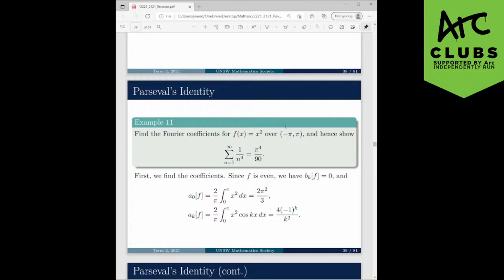We have this given f of x equals x squared over negative pi to pi, hence show blah. Just when you see mysterious things like this that involve Fourier and you have to prove some identity out there, an identity that involves that sigma going from 1 to infinity.